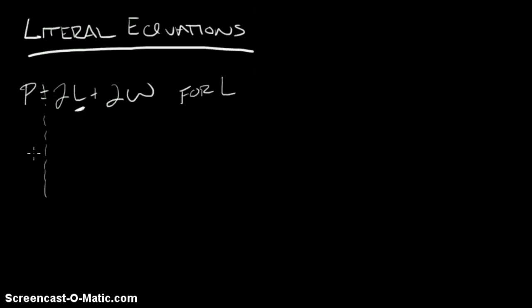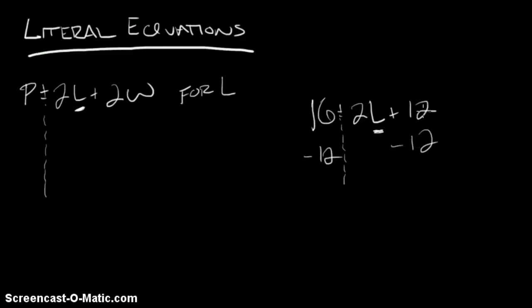These are two sides of the equation. Before we do this, I want to direct your attention over here. Let's say I had 16 equals 2L plus 12, and I had to get this L by itself. Now you guys know how to do this. We have to get rid of the stuff around it. First, I'm going to subtract 12 from both sides. Now these 12s are gone, and that would be 4 equals 2L.